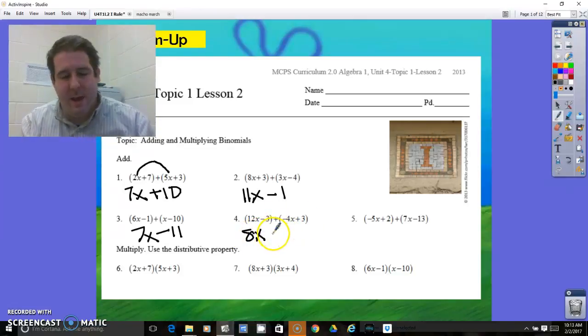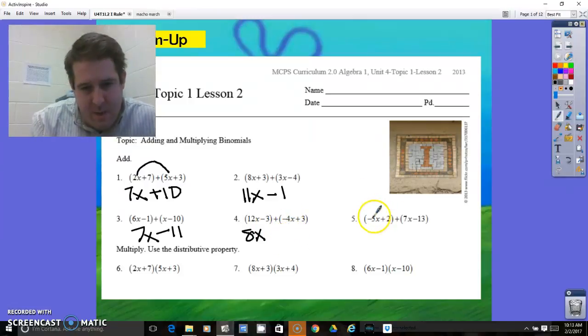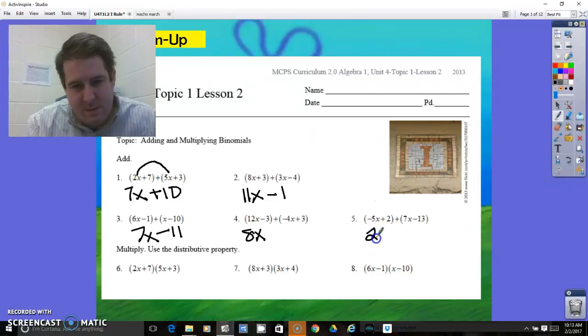Now, I could put 8x plus 0, but since it's not really necessary, I'm just going to leave it 8x. Negative 5x and 7x makes 2x because this number is bigger than this. And negative 13 and 2 makes negative 11. So that's it for the addition problem. Now we're going to do some multiplication.